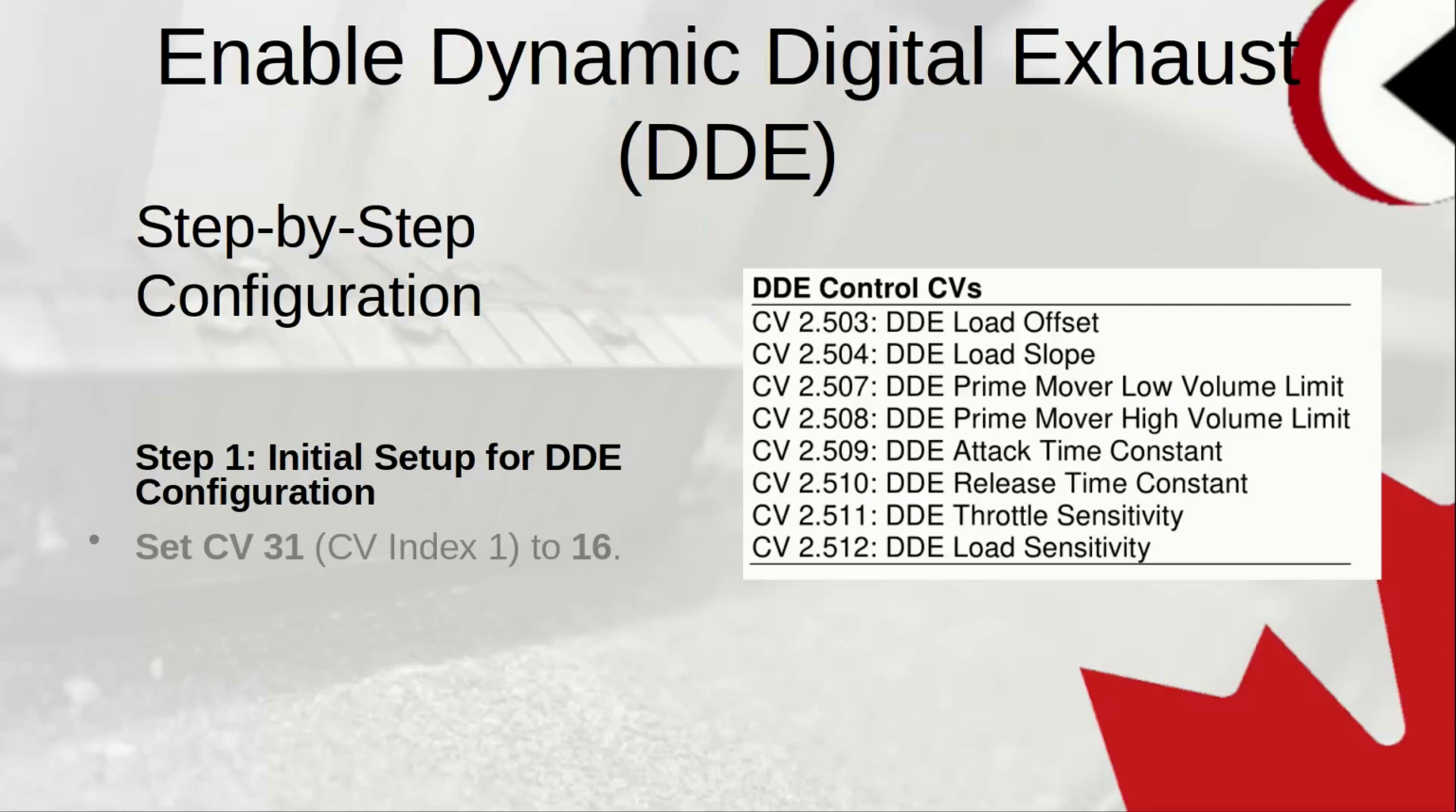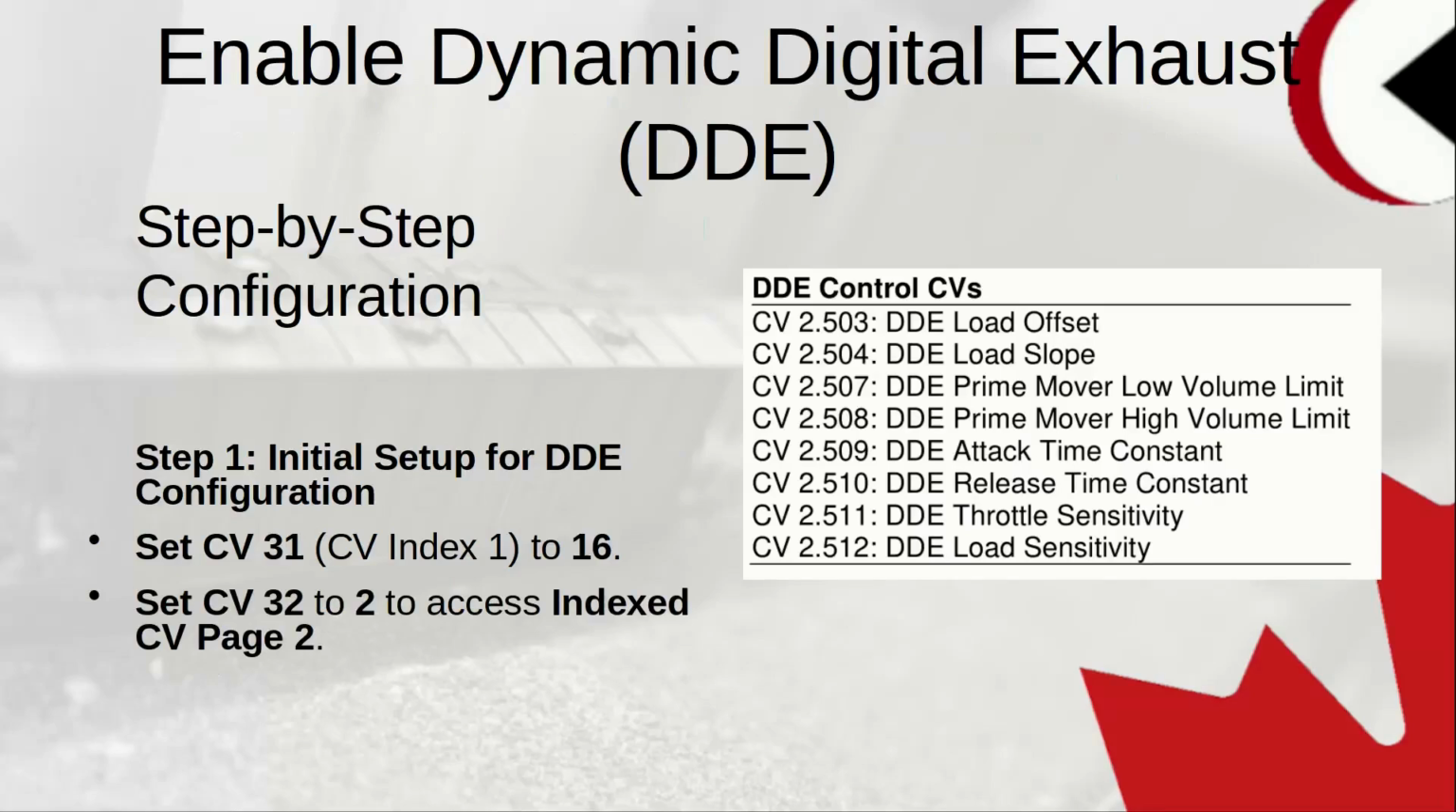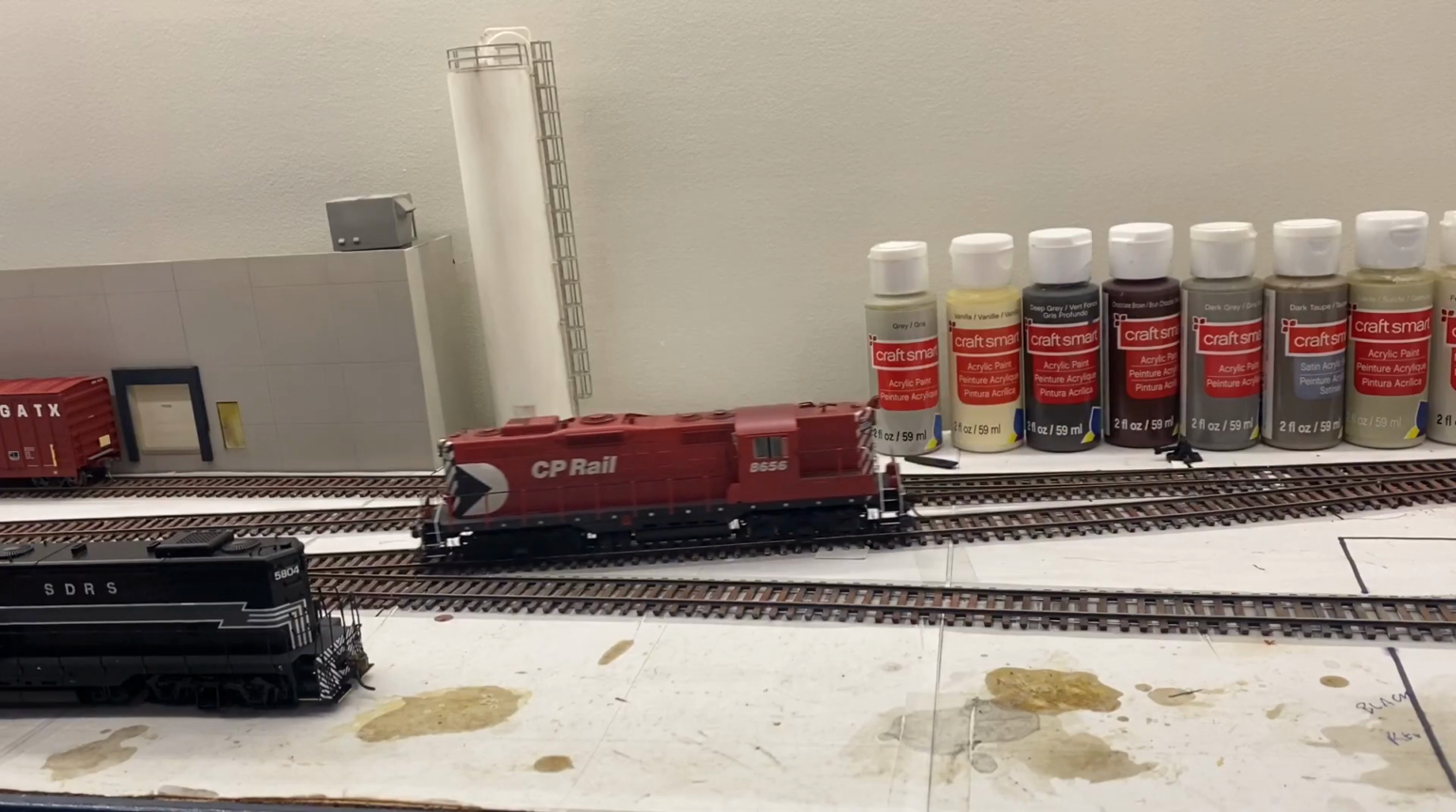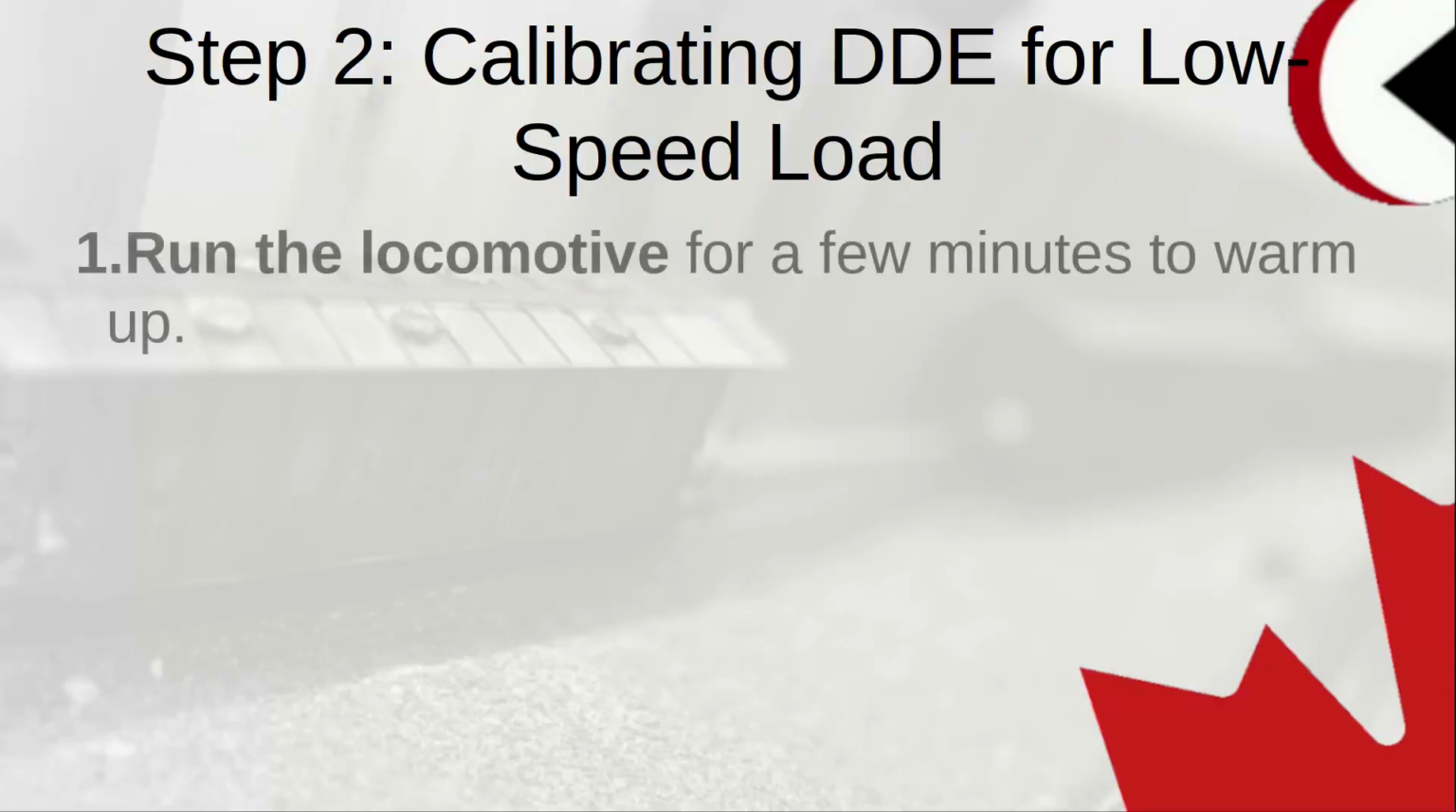To start, set CV31 for CV index 1 to a value of 16, then set CV32 to a value of 2 to access index CV page 2. This allows you to adjust DDE control CVs by accessing CVs 2.503 to 2.512 from your command station. The manual recommends running the engines for a few minutes as it will provide better results during the calibration procedures.